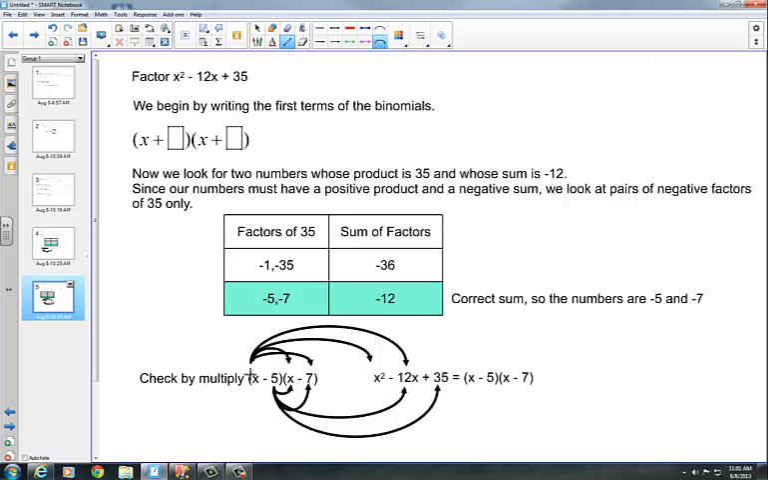Check by multiplying. X times x is x squared, x times negative 7, and then we have negative 5x, and then negative 5 times negative 7, which is positive 35. We combine these two: negative 7x and negative 5x give us negative 12x. So we have the product, which is (x minus 5)(x minus 7).